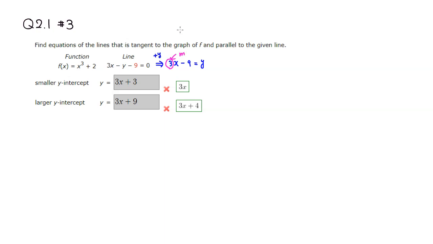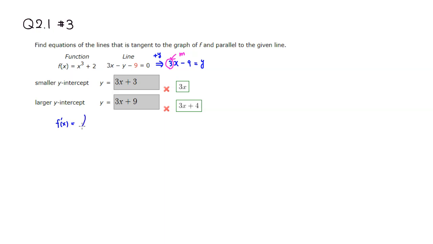The different part about this problem is that we usually have a point given, but they don't. They give you the slope first, so we need to find a point. Since we have the slope, we can take the derivative. So f prime of x, and let's try to find that.